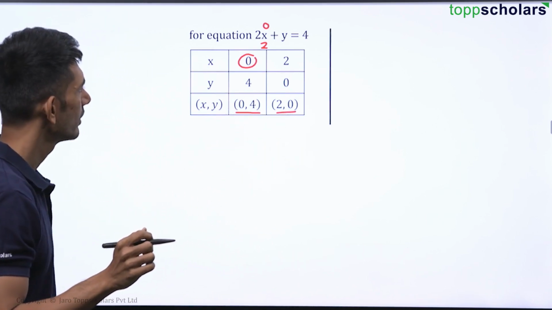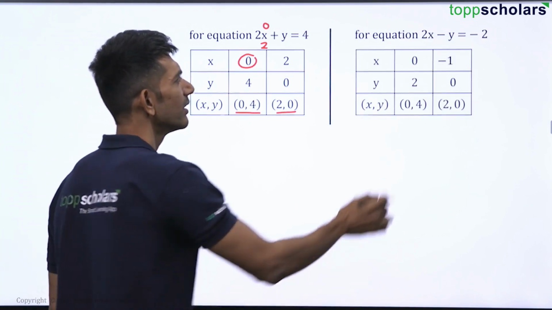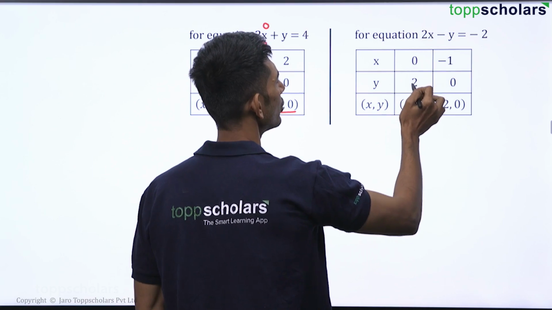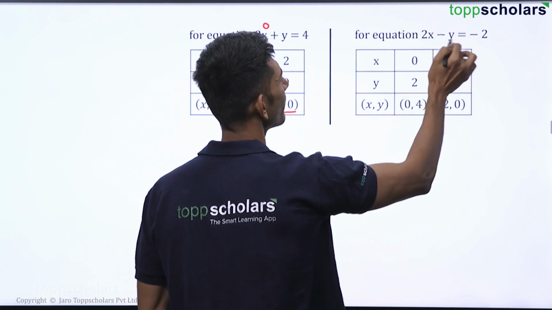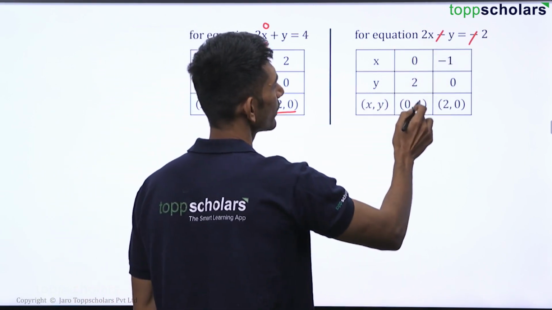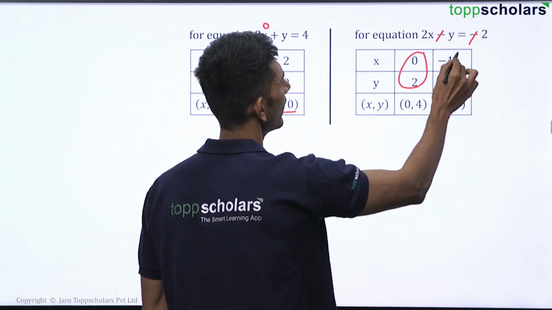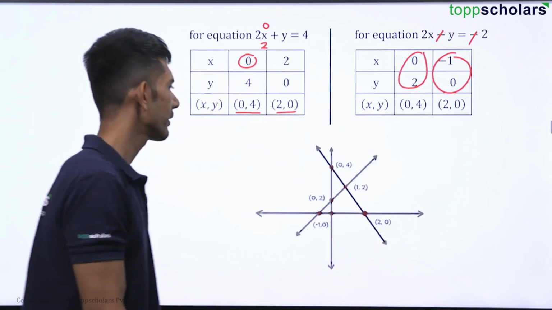Easy. Then for the equation 2x minus y is equal to minus 2, same thing again. Put x as 0, you get y as 2 because minus minus gets cancelled. Put y as 0, you get x as minus 1. So the points are (0, 2) and (minus 1, 0). Correct?